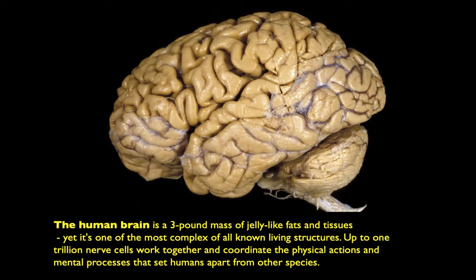Let's focus on that human brain. It's a 3-pound mass of jelly-like fats and tissues, yet it's one of the most complex of all known living structures. Up to 1 trillion nerve cells work together and coordinate the physical actions and mental processes that set humans apart from other species. These are the amazing adaptations and complexities in nature we want to explain.